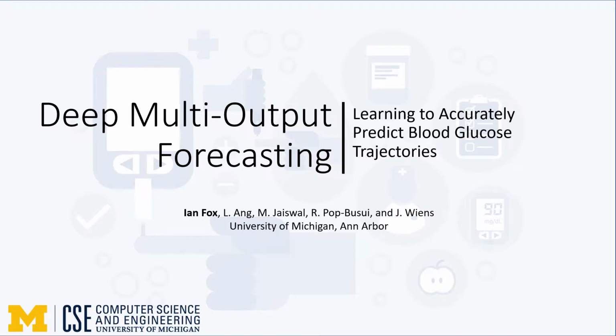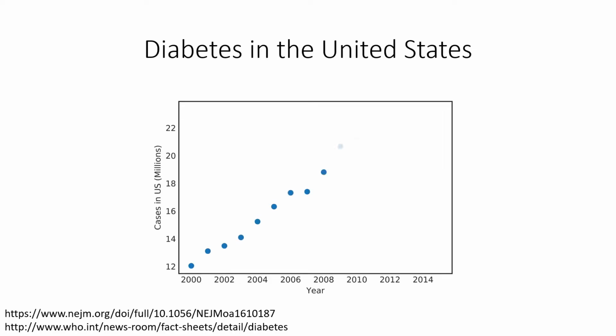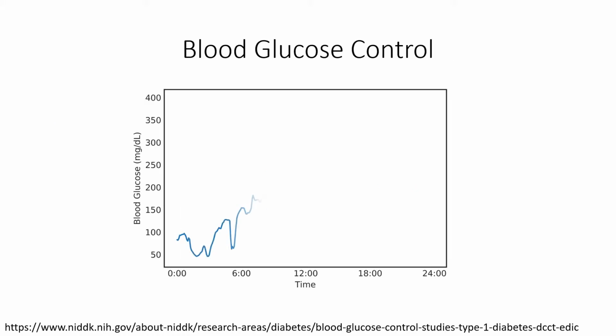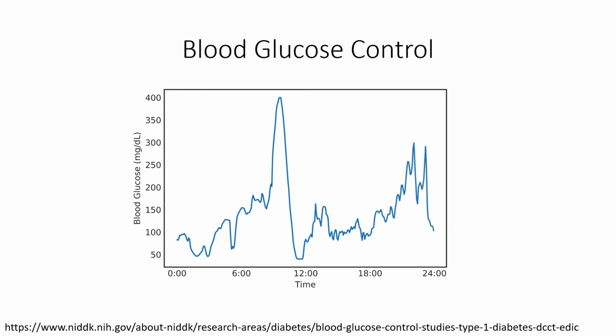Deep multi-output forecasting, learning to accurately predict blood glucose trajectories. Diabetes is a chronic condition which affects millions of people in the US and worldwide, and the numbers are growing by the year. Type 1 diabetes, a particularly dangerous subtype, is also on the rise. Complications, such as kidney damage, are caused in part by poor blood glucose control.